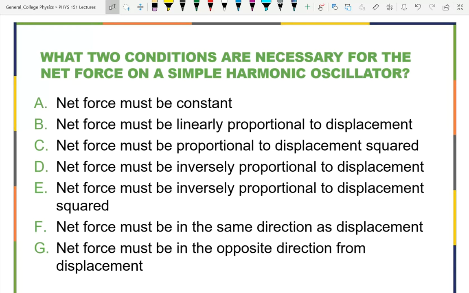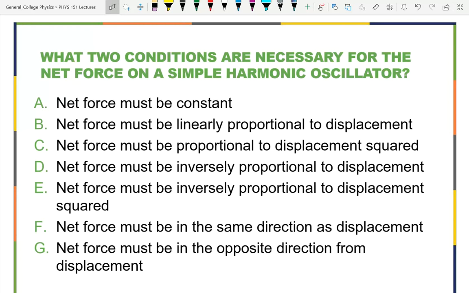Okay, Ryan says A and B, the force must be constant. No. B, the force must be linearly proportional to displacement. Yes. That's in direct opposition to A. You couldn't have both of those at the same time. So it has to be linearly proportional to displacement.